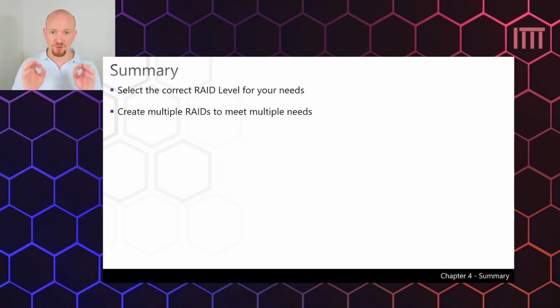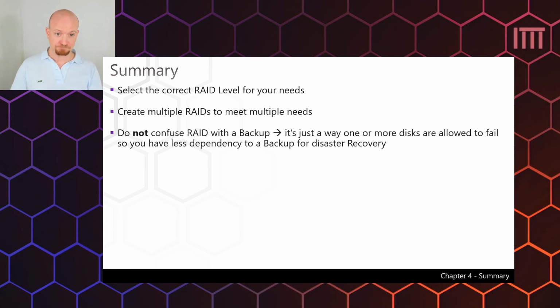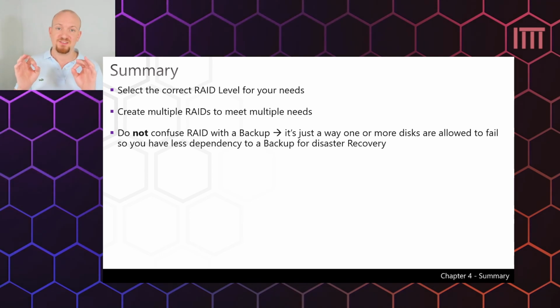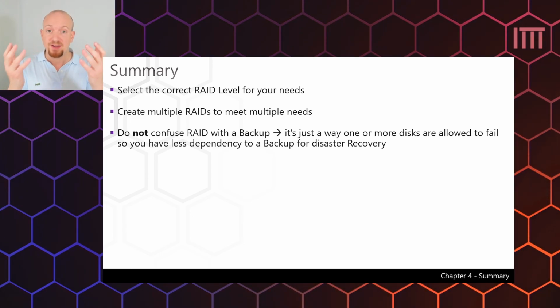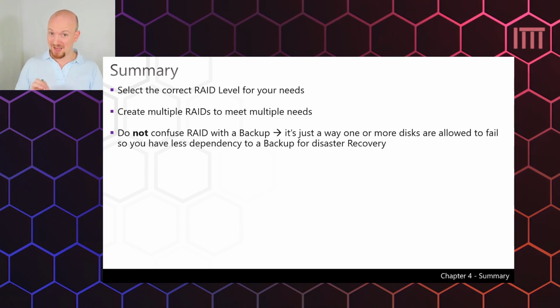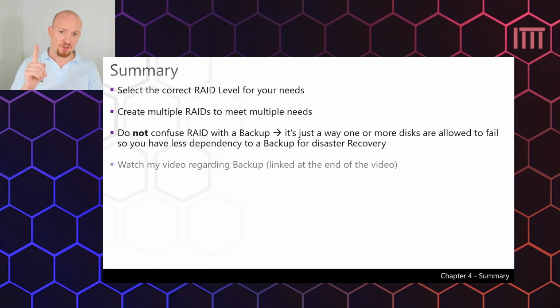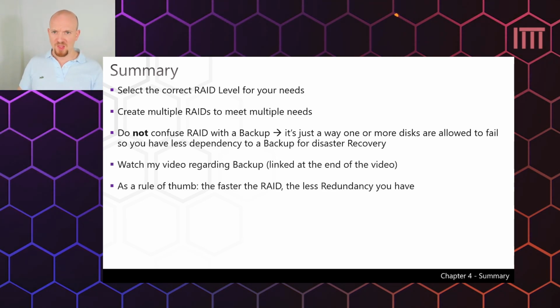As I mentioned before, you should not confuse a RAID with a backup. A RAID will not protect you from accidental deletion of a file. It's just a way one or more disks, depending on the RAID level, are allowed to fail, so you have less dependency on a backup regarding disaster recovery. But you should always use a backup as well. At the end of this video and on the top, I will also link my video regarding backups. As a general rule of thumb, the faster the RAID is, the less redundancy you have.